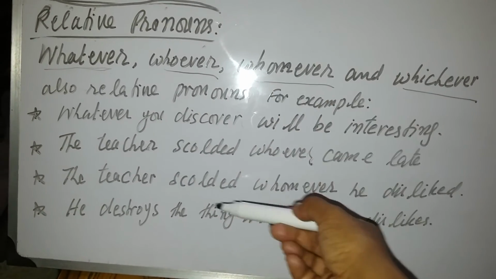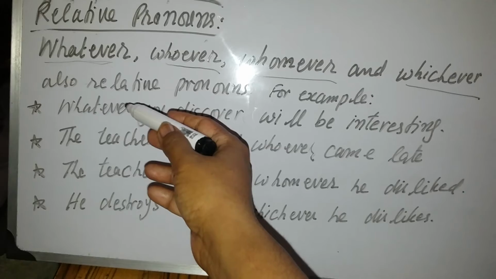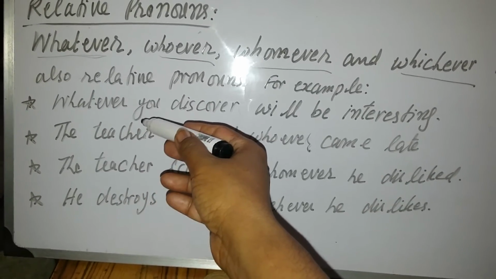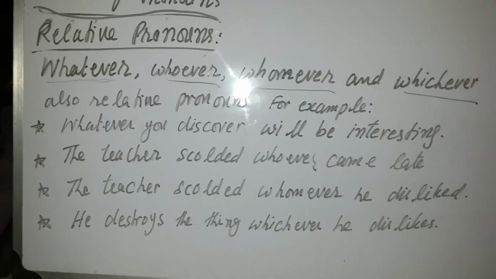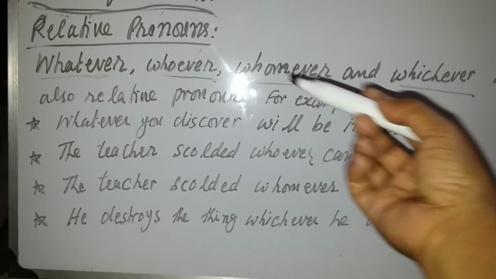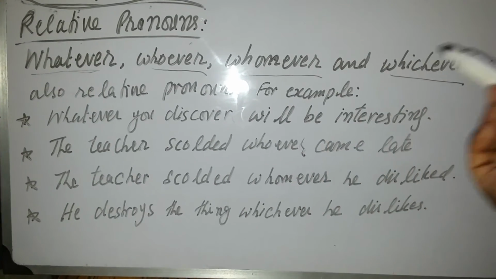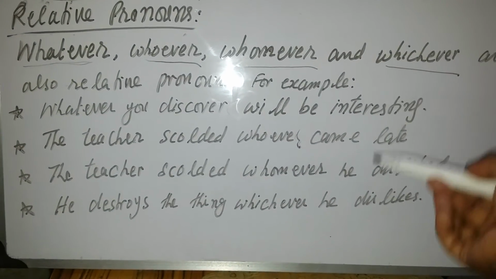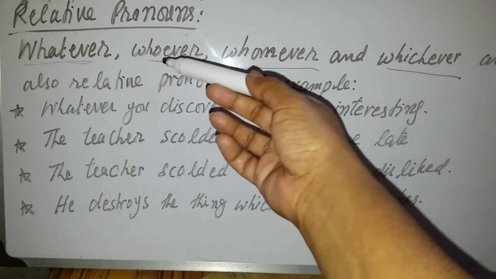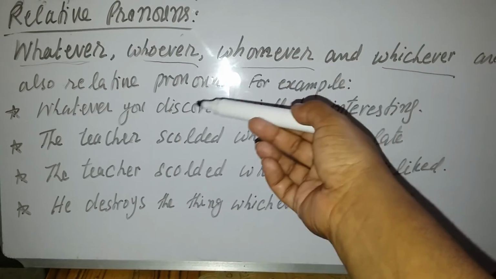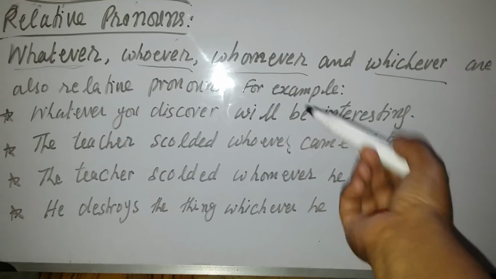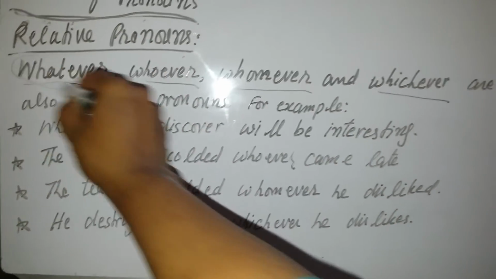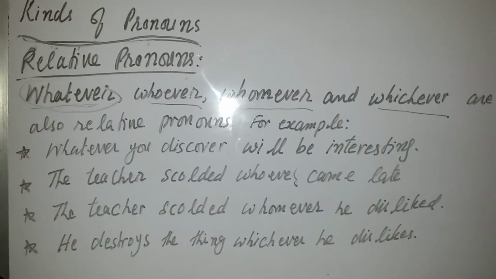So in all these sentences, these pronouns are used as relative pronouns. You can see that they are used as conjunctions. They join the two clauses. Whatever, whoever, whomever and whichever. Whichever is used for things, and whomever and whoever are used for persons, and whatever is used for things as well.